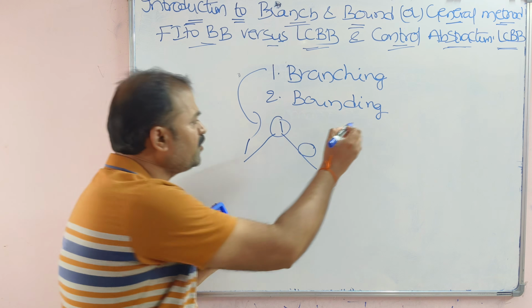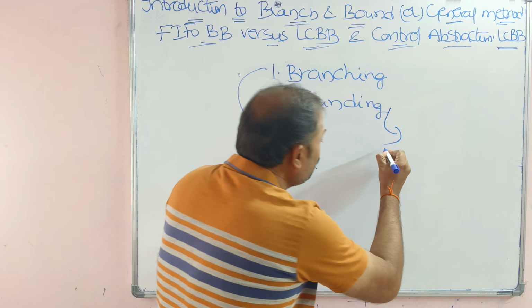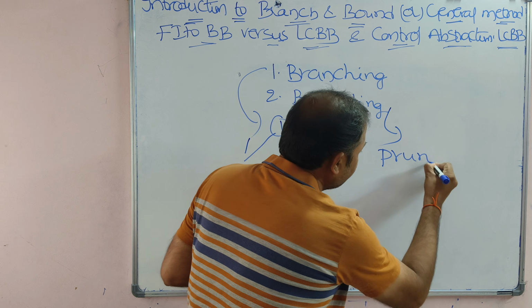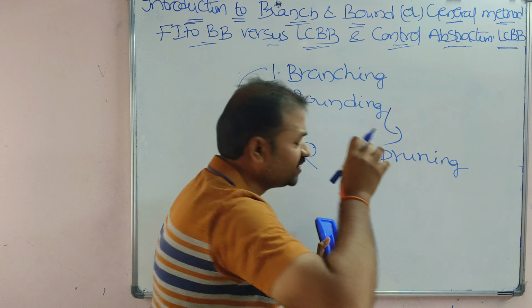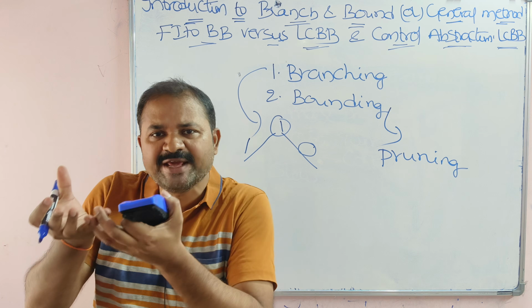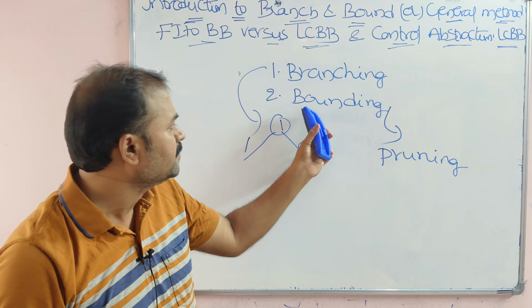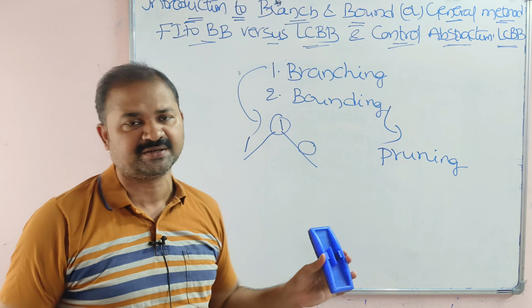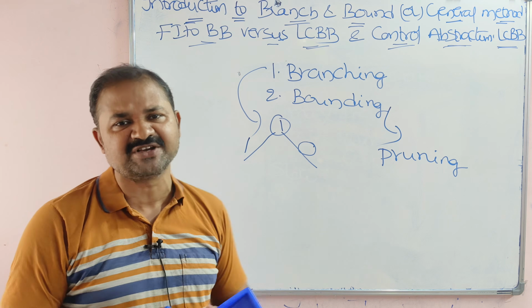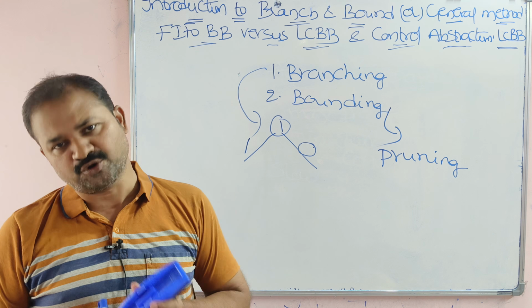Whereas what is bounding? Bounding means killing, pruning, removing the nodes which can't give a better solution. If a node is not giving the best solution, then based on some bounding function, based on some heuristic function, we have to prune, kill, remove that node.